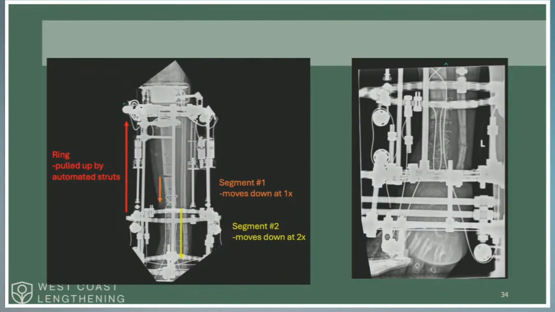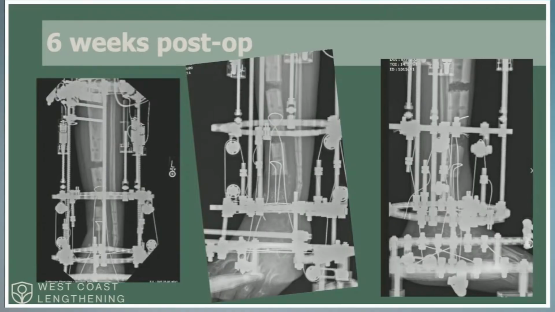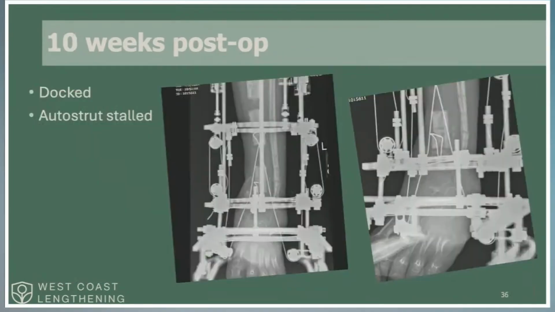And here's that describing. So this segment goes down, 1x the speed. So every millimeter this moves up, this is going to move down a millimeter. And this segment here is going to move down 2 millimeters. And so here he is in transition. Here he is docked. Auto struts are designed to stall out. And so you're getting good compression.